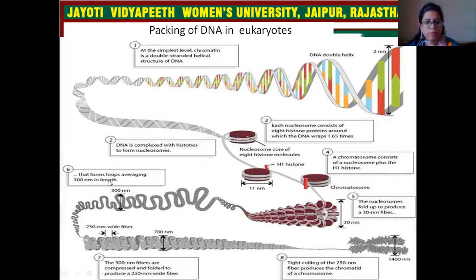Then that forms a loop averaging 300 nanometers in length. The 300 nanometer fibers are compressed and folded to produce a 250 nanometer wide fiber. Then the tight coiling of the 250 nanometer fiber produces the chromatid of a chromosome, and the diameter is 1400 nanometers. So this is how DNA is packaged.